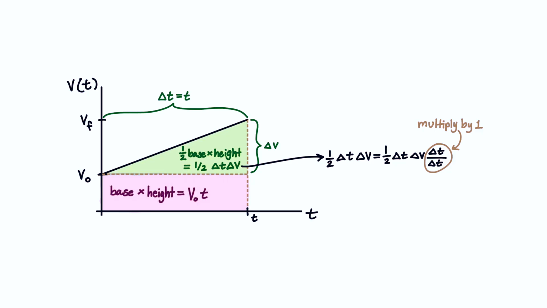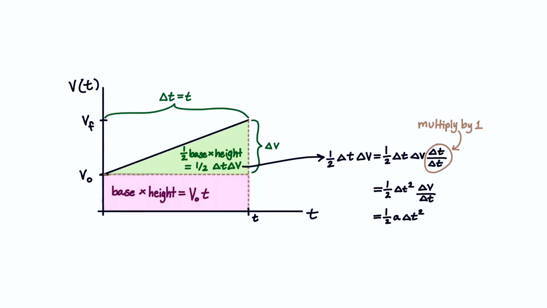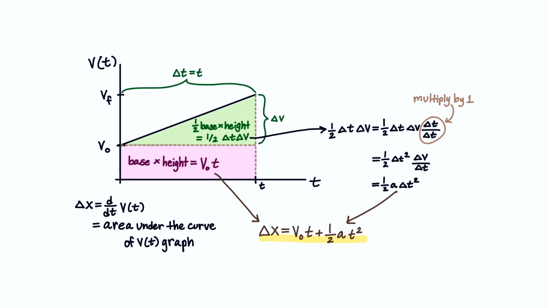We can multiply this quantity by delta t over delta t, which is basically just 1 because the denominator is the same as the numerator. Then we can rearrange to get 1/2 delta t squared times delta v over delta t, which we can further rearrange to get 1/2 a delta t squared. Thus, we can add the two parts together to get v naught t plus 1/2 a t squared, which is the same equation that we had earlier. And now, instead of looking at it as a base plus a change, we're looking at it as two things added together, two parts of the whole area.